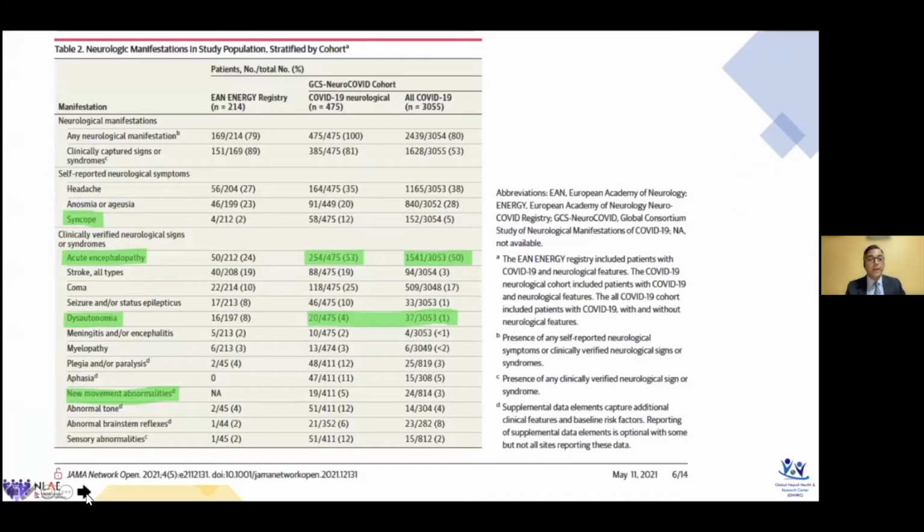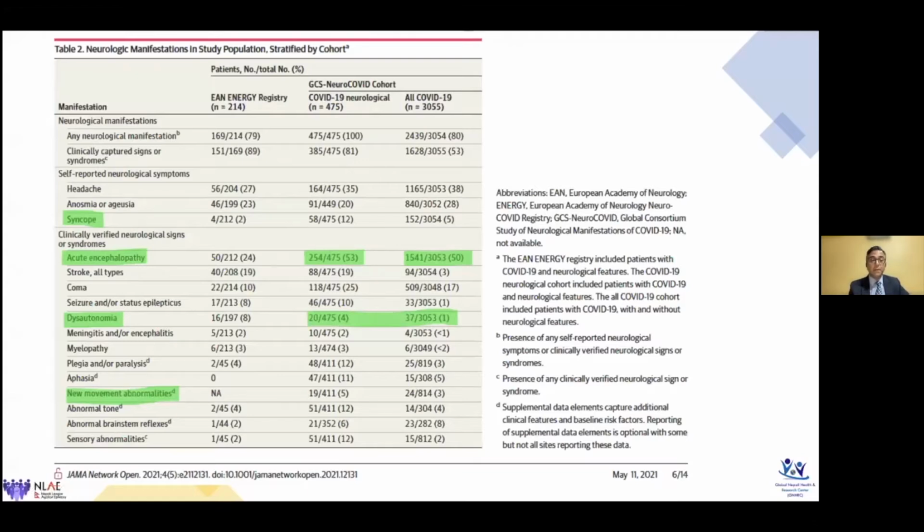This table is adapted from the same paper, and you can see what I just talked about: self-reported neurological symptoms such as headache, anosmia, ageusia, and syncope. One of the doctors here in Nepal was asking whether that could be possible, and I'll talk to you about why syncope is possible in COVID-19 cases, because they also have dysautonomia. The most common clinically verified neurological sign or syndrome was encephalopathy, which was very common in both groups, followed by strokes, coma, seizures, and dysautonomia, and then other manifestations, with new movement abnormalities also being common.